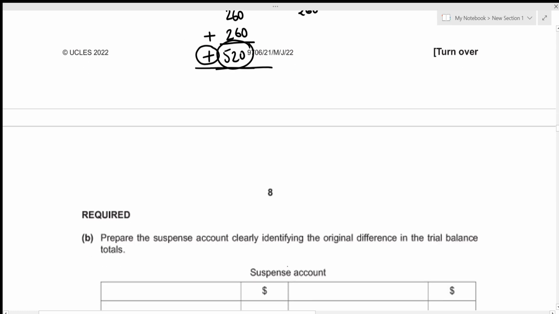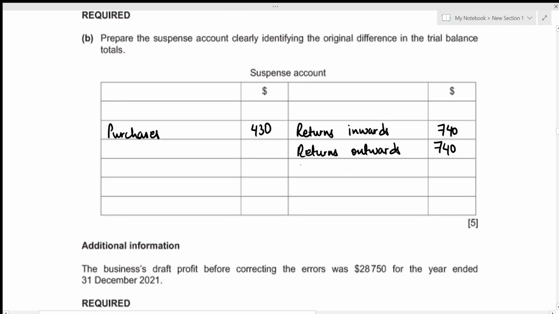Let's do that. So we can record it under the heading of irrecoverable debt. And the amount to be adjusted would be 520. Okay, now we need to figure out our original difference. We can clearly see that our credit side in the suspense account is the heavier side. So let's figure out the total first. That's just going to be the sum of these three amounts, 740 plus 740 plus 520, which results in the balance of 2000. Which is the same balance on the debit side as well.